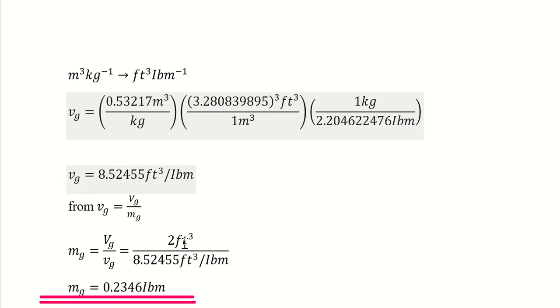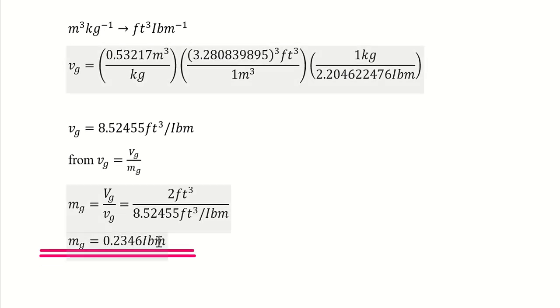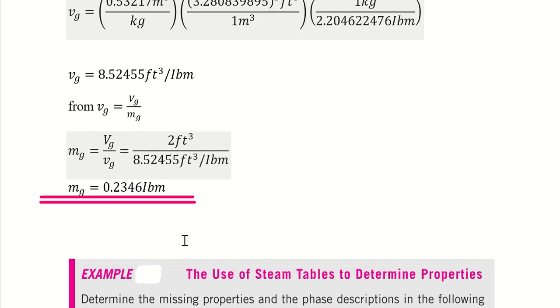Now you have your value in feet cubed per pound, but we want the value for the mass of the vapor phase, and from this equation, which relates specific volume, mass of the vapor phase, and the total volume of the vapor phase, you can rearrange and you get that answer. So I think we answered the whole question, and the answer will be in pounds.